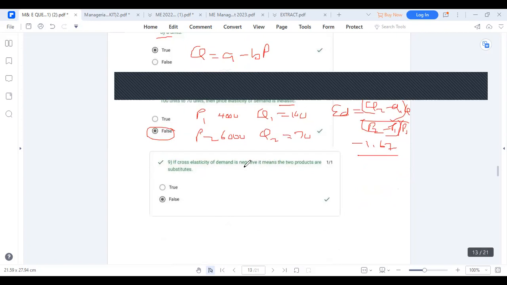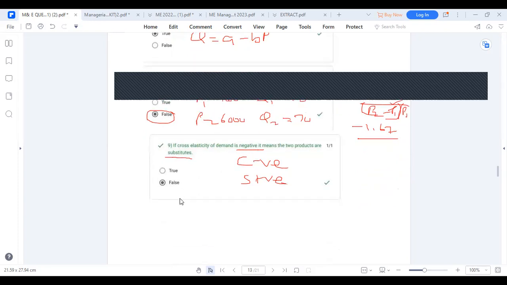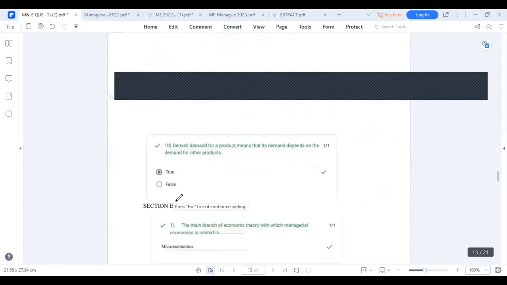If cross price elasticity is negative, remember, C minus should be complementary, S plus should be substitute. So if cross price elasticity is negative, it means the goods are substitutes. Is that true? No, negative is for complements, so it is false. The derived demand for a product means that the demand depends on the demand for other products. So a derived demand means it is dependent on other products or factors.